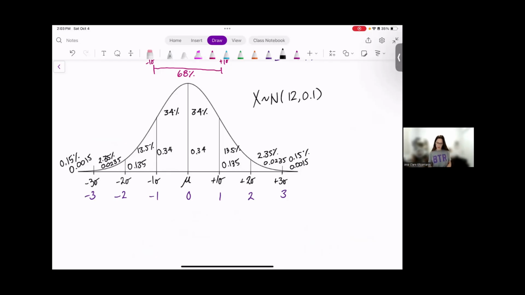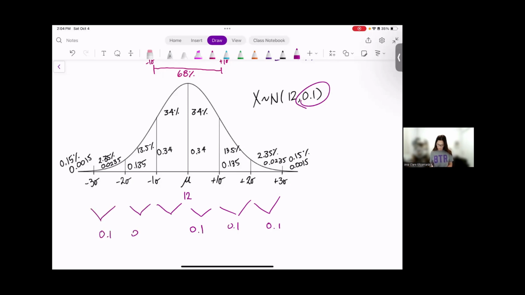I can label my curve. I'm no longer dealing with the z-score values, but my mean always goes in the middle. So 12 goes in the middle. And then I use my value of standard deviation to calculate what goes to the right. Each of these distances needs to be 0.1 apart because that is what my standard deviation is. And you're just using addition and subtraction on a number line to get higher and lower.